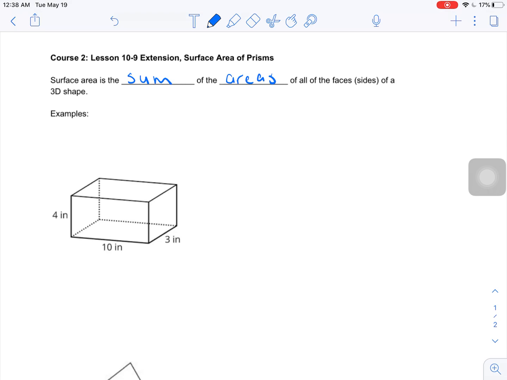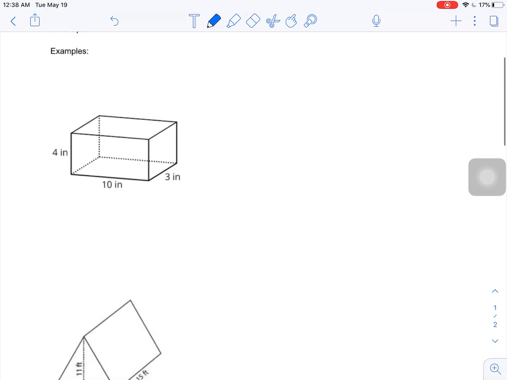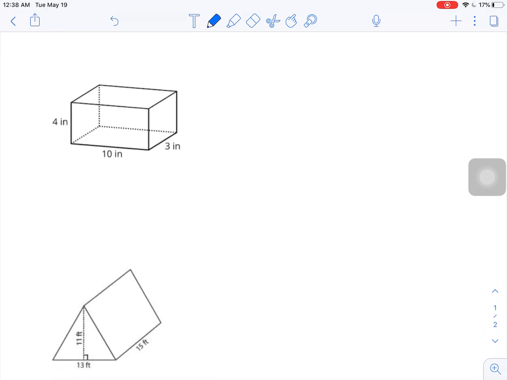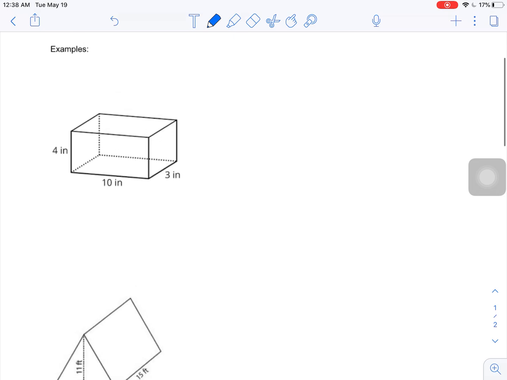So if you think of this like a Christmas present that you're wrapping, we want to make sure we don't leave any sides exposed. We don't want anybody able to peek inside. So we're going to look at a couple of examples with a rectangular prism and a triangular prism so you can think about what that process of finding all of the sides, the outside area of the shape, looks like.